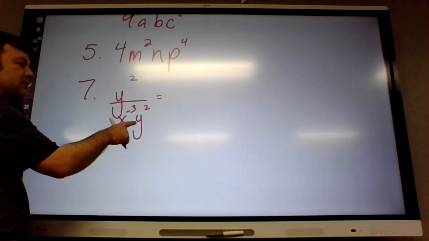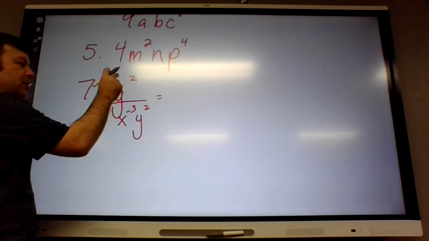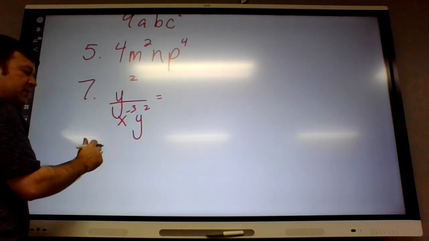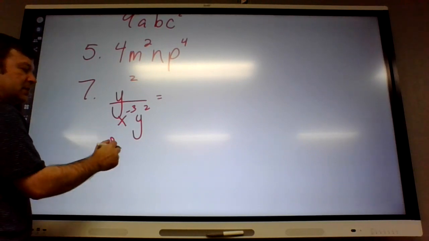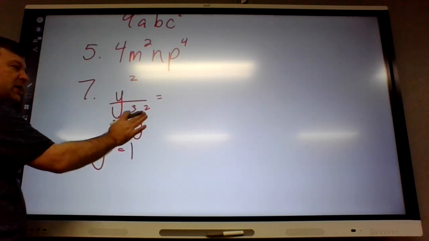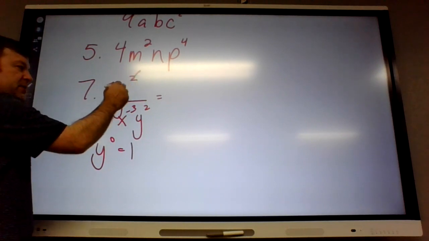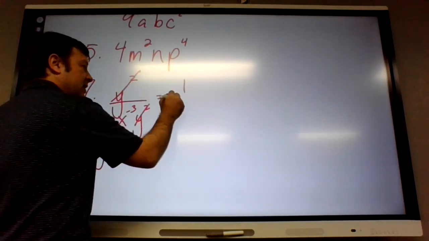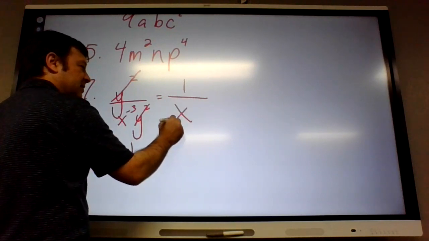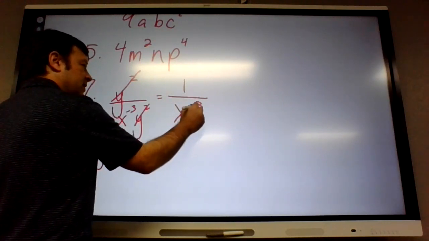2 minus 2. So what happens? The exponents disappear, so we just do y. No, okay, 2 minus 2 is 0. Y to the 0 is just 1. And 1 times whatever is just whatever. So they kind of just cancel out. So if nothing is left on top, you can put a 1 up there.